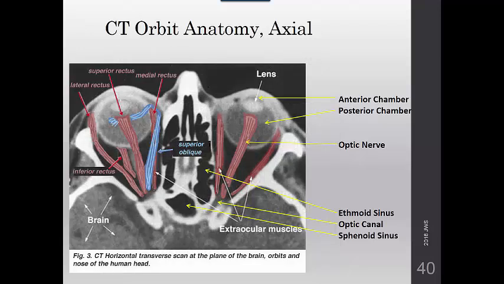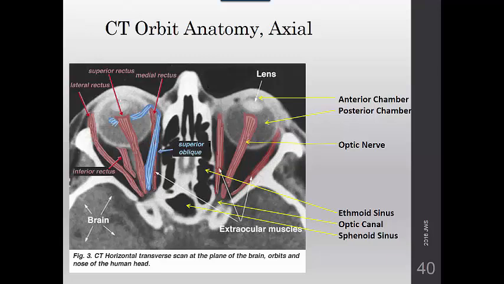Slide 40, it's a detailed image of the extraocular muscles and how and where they attach to the eye. We also see different parts of the eye, the lens, anterior and posterior chambers, and globes of the eyes. The ethmoid sinuses, optic canal, and the sphenoid sinuses are also pointed out in this image.